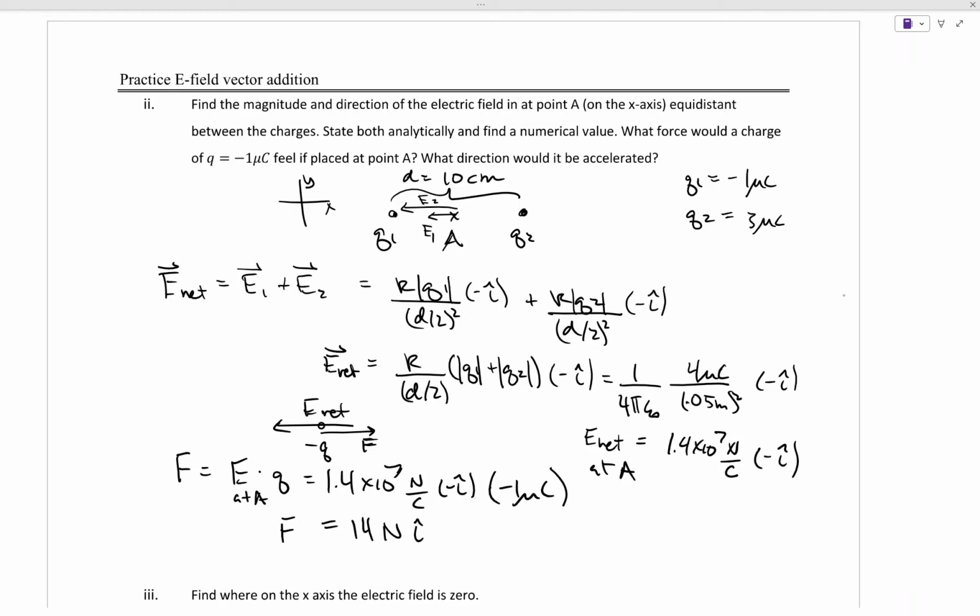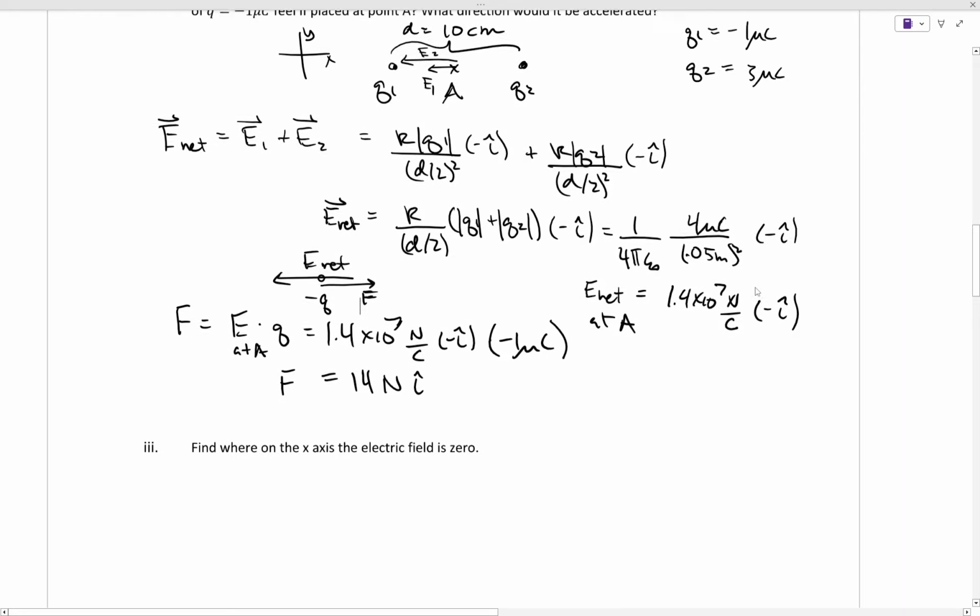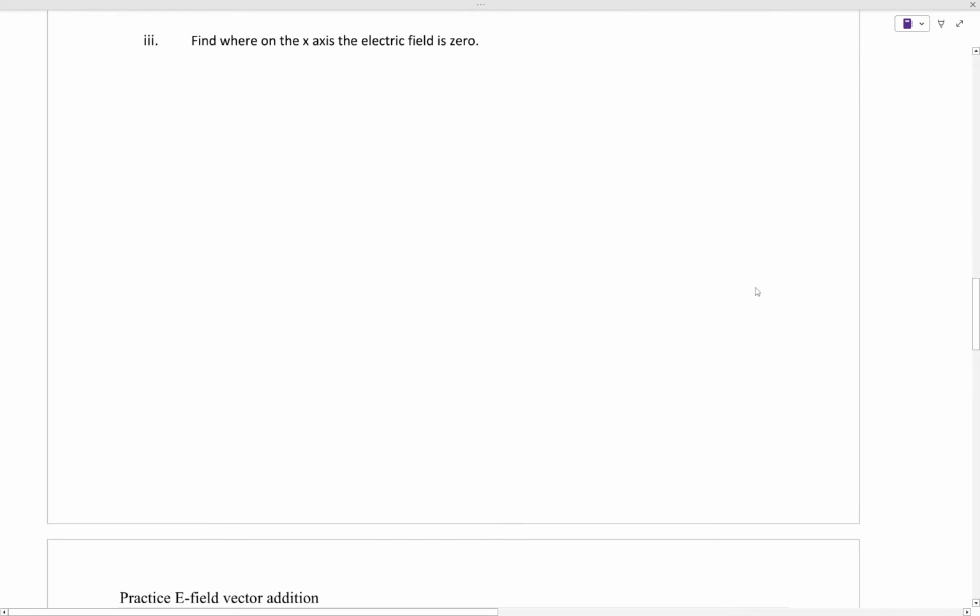Cool. So this is a real simple one-dimensional vector addition situation. So let's build on this. The next part of the question asks us to reason out where on the x-axis the electric field goes away. So where is it 0? Let's draw some cartoons to try and figure that out.